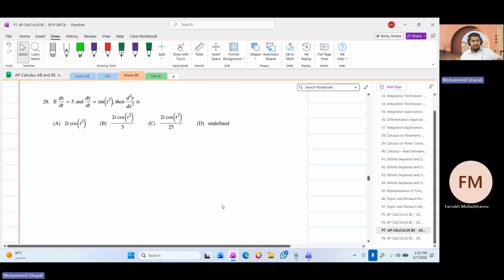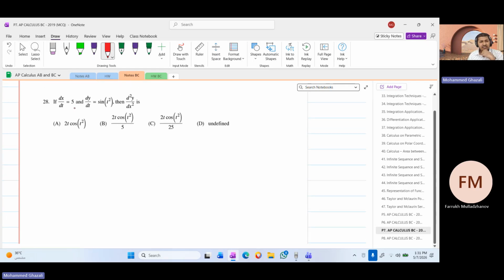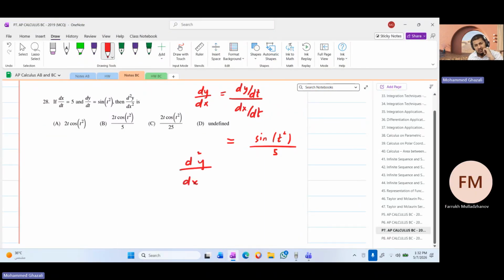I think we got 2 more questions left. dx/dt is 5, dy/dt is sine t squared. Then what is d squared y over dx squared? First find dy/dx, because you're finding the double derivative. dy/dx is dy/dt over dx/dt. dy/dt is sine t squared, correct? And dx/dt is 5. So just find the derivative of this, the double derivative, so that's d squared y over dx squared.